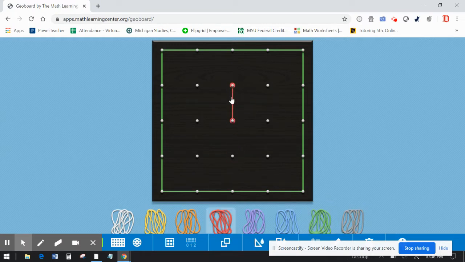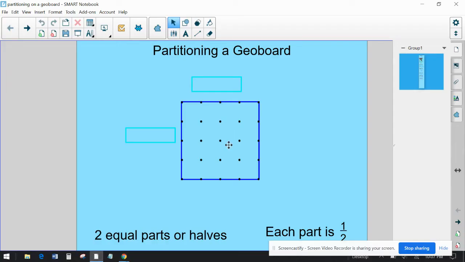So you can take a rubber band and make a triangle, stretch it around those pegs, or a parallelogram, or you could even make a trapezoid. So as you can see, there's a lot of uses, especially with geometry, for a geoboard. So today we're going to focus on the geoboards, and we're going to talk about partitioning the geoboards.